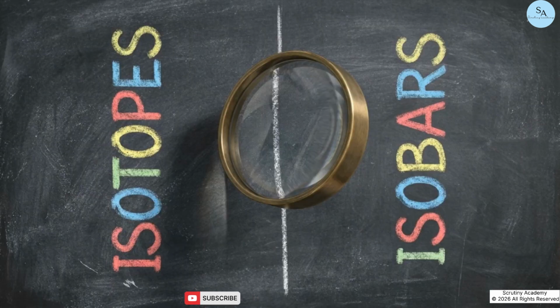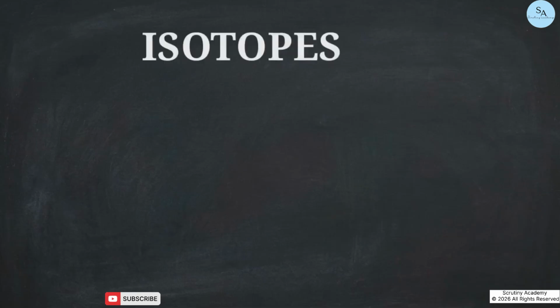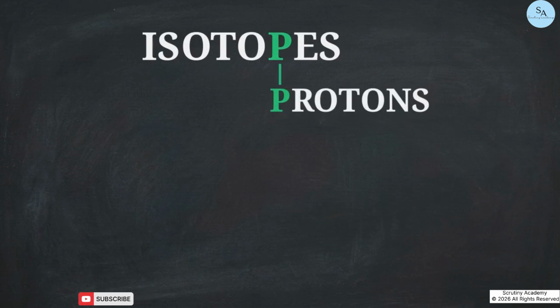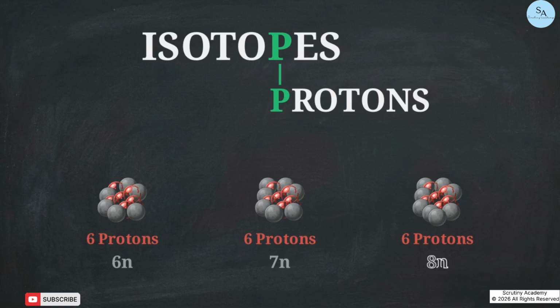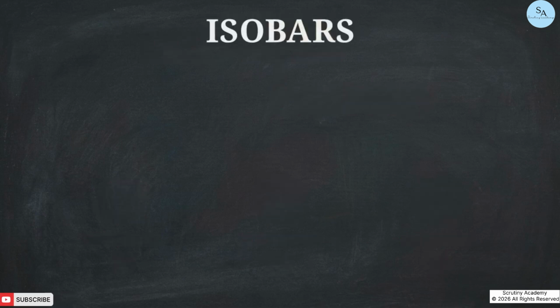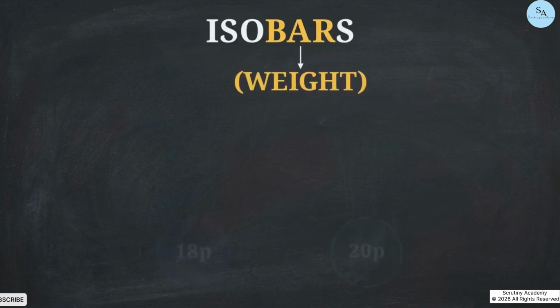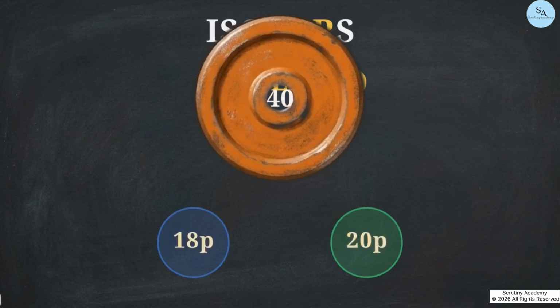Definitions for isotopes and isobars are often confused under pressure. We can use the structure of the words themselves to keep them distinct. In the word isotope, the letter P serves as a reminder of the identical proton count. These are atoms of the same element that differ only in their number of neutrons. For isobars, the syllable bar sounds like the word bar, or weight. These atoms have the same mass number, or weight, but different atomic numbers.